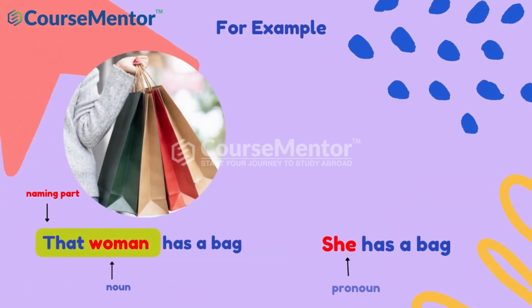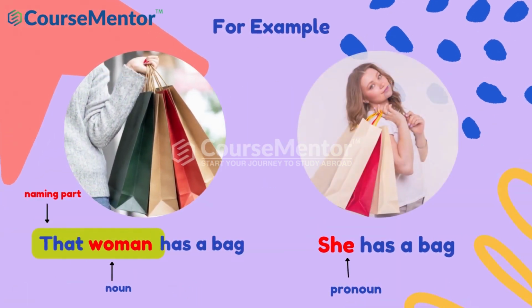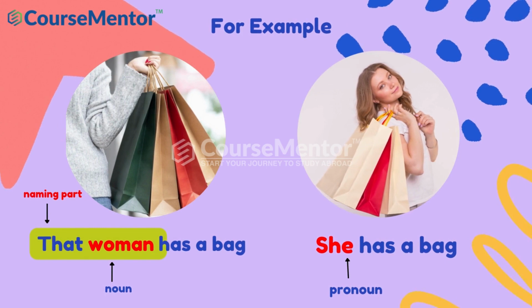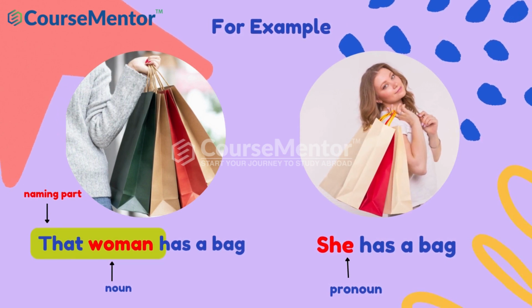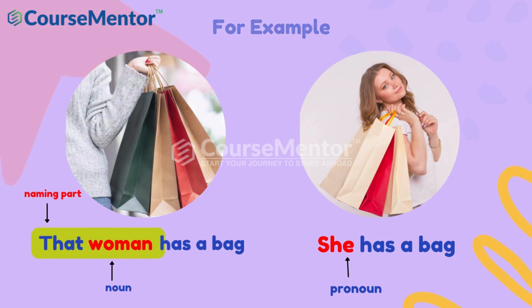For example, that woman has a bag. That is a naming part and woman is a noun. Let's replace noun with pronoun. She has a bag. Here she is a pronoun.